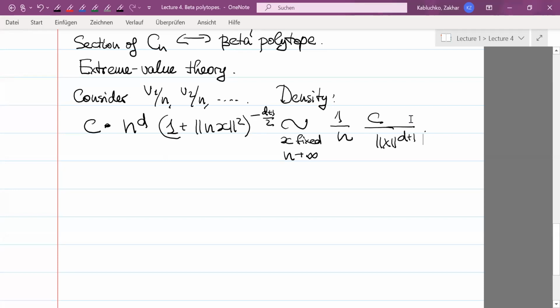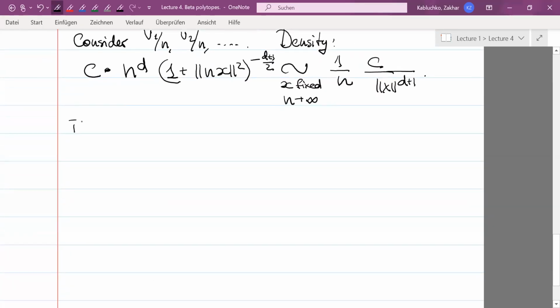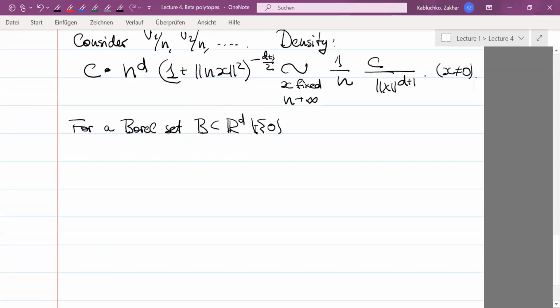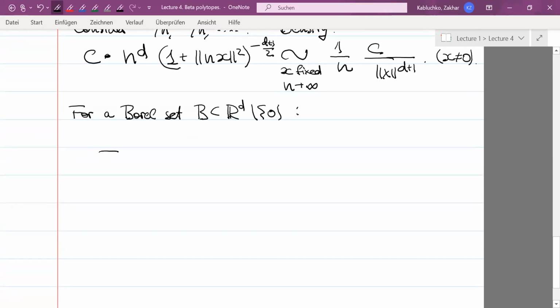And now imagine, so this is the density of one point. Now imagine that we have n such points with this density. And we want to count the number of points in some domain. So for a Borel set B in R^d without 0, maybe the reason to exclude 0 is that this doesn't hold for x equal to 0, right? Because then this doesn't apply. So for a Borel set, we can try to count the number of points which are there.